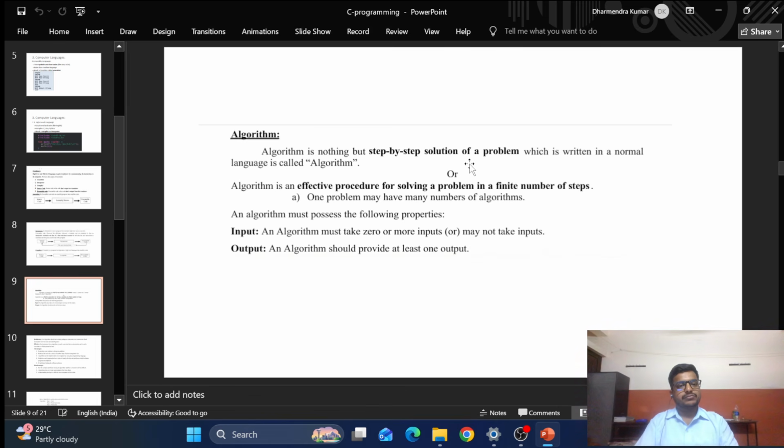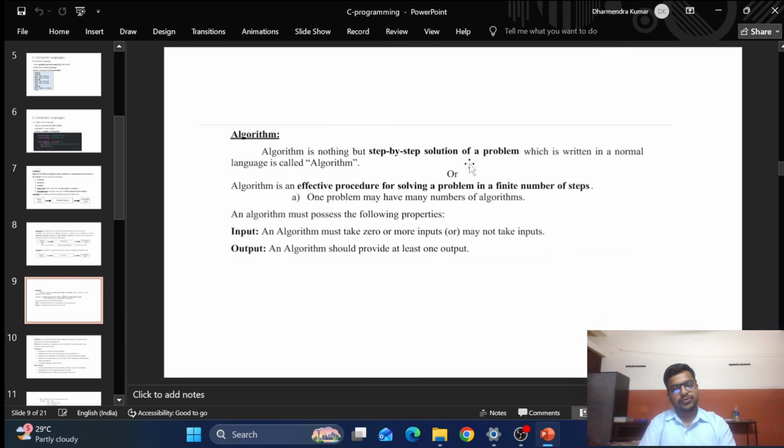Now, this is the algorithm. What is an algorithm? An algorithm is a step-by-step solution of any problem, written in a normal language. Suppose you have to cook pulses today, then how will you cook them? You have to follow some steps. First step you will take water, second step you will take pulse, third step you will take salt, like this. Okay. So these are the steps to cook pulse at your home.